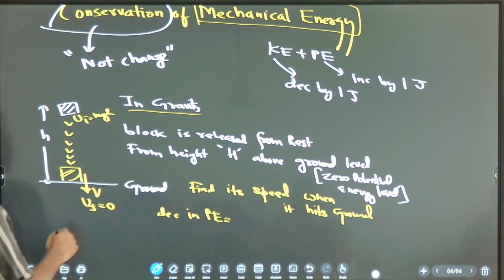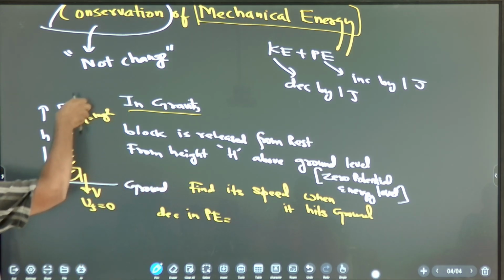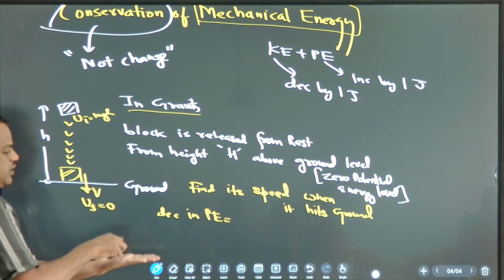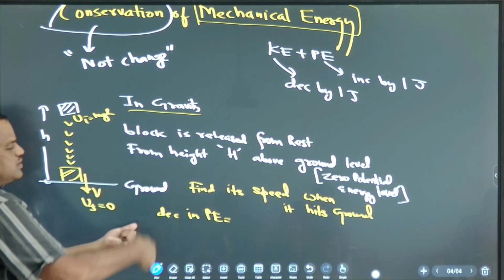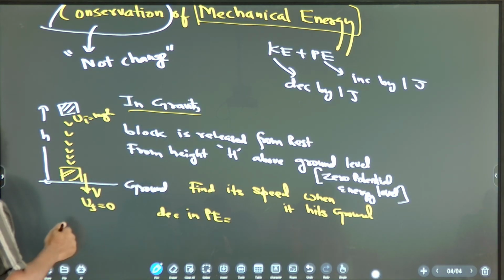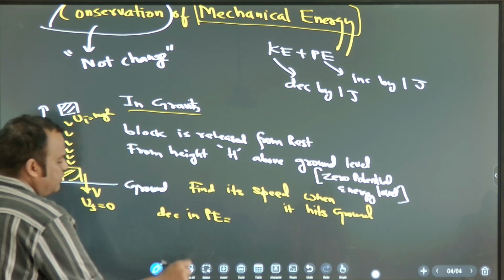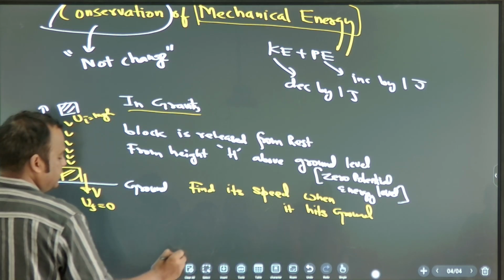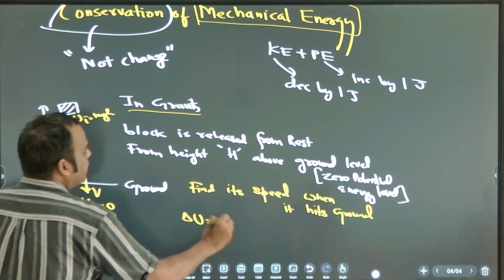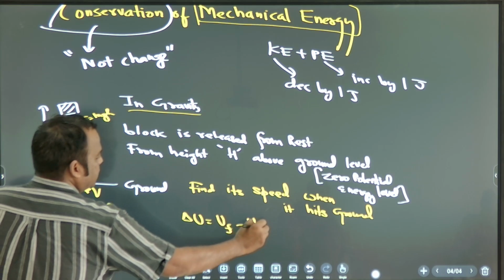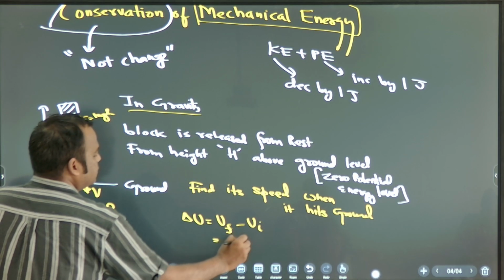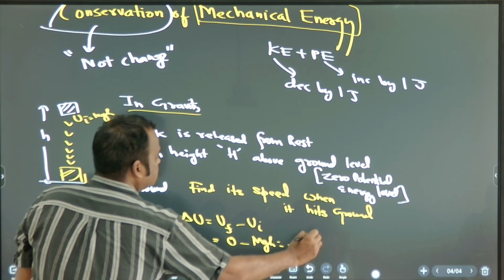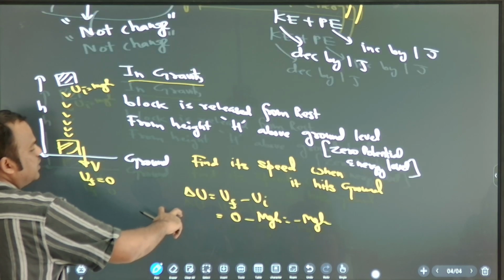Zero. Ground level. This is ground level. My hand is ground level. So what is the decrease in potential energy? Okay, forget about decrease. You tell me the change. What is the change in potential energy? Minus mgh. Good. U final minus U initial, so 0 minus mgh. So delta U is negative.